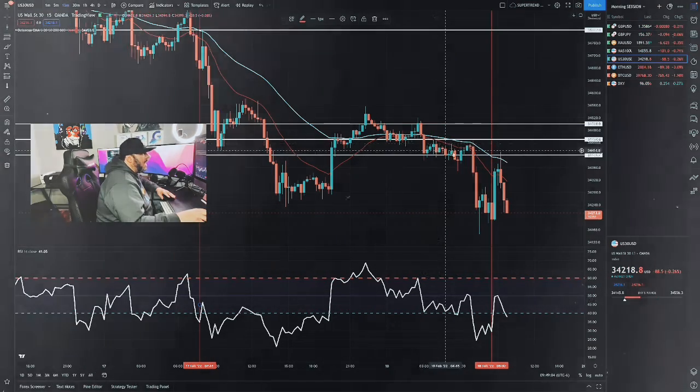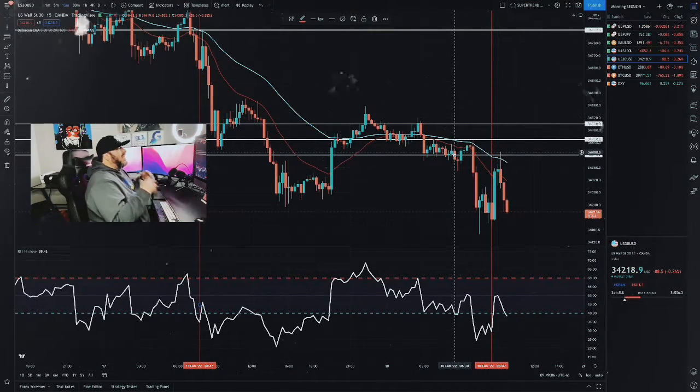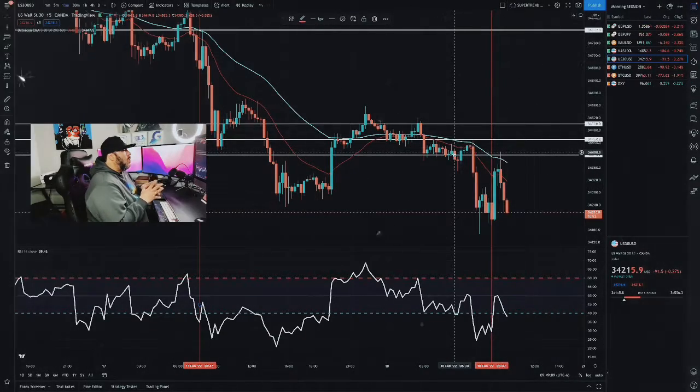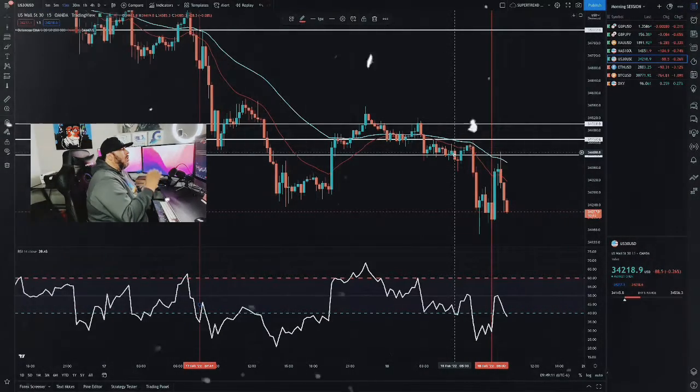We then consolidated. Okay, when we consolidate, we're going to do one of two things. We're going to break out to the upside, or we're going to break out to the bottom side.